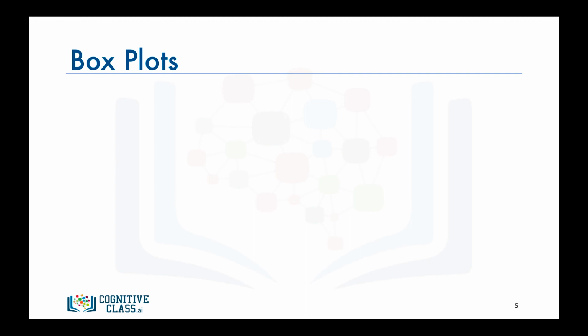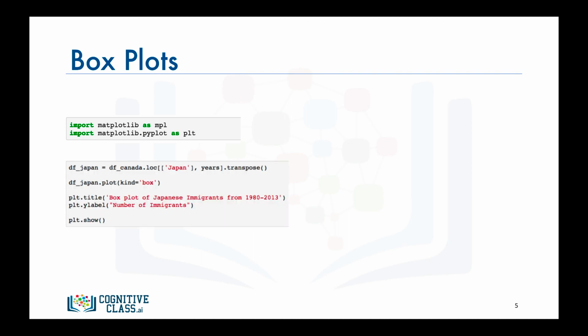So now that we know how our data is stored in the data frame df_Canada, say we're interested in creating a boxplot to visualize immigration from Japan to Canada. As with the other tools that we learned so far, we start by importing Matplotlib as MPL and the PyPlot interface as PLT. Then we create a new data frame of the data pertaining to Japan.